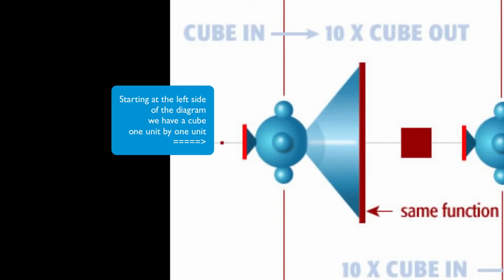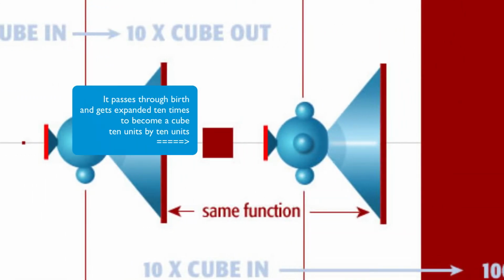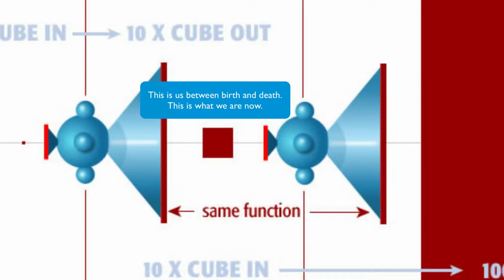Here is how afterlife works. 1. Starting at the left side of the diagram, we have a cube, 1 unit by 1 unit. 2. It passes through birth where it gets expanded 10 times to become a cube 10 units by 10 units. This is us during life between birth and death. This is what we are now.